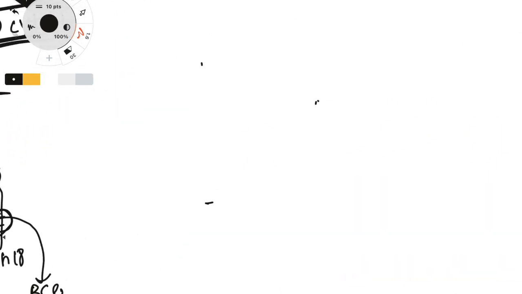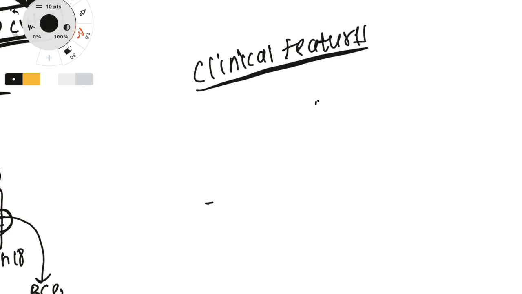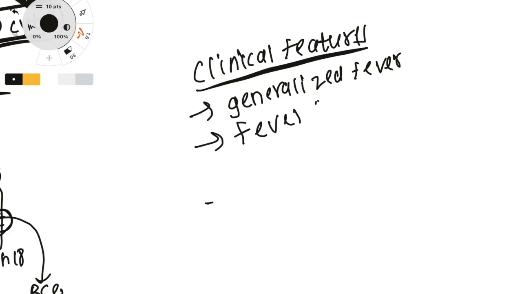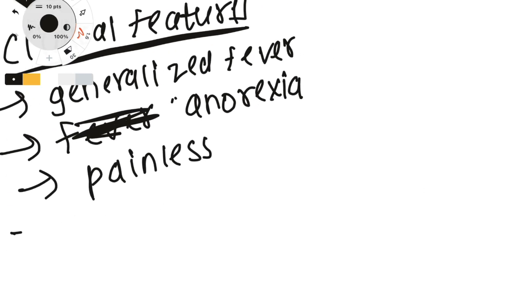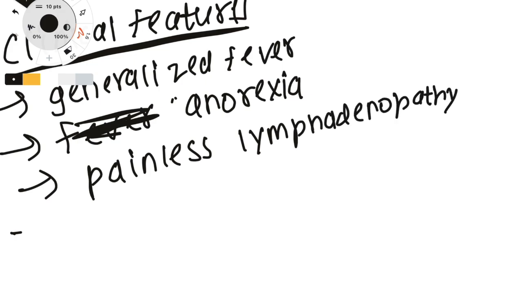So what if we talk about the clinical features, that what will the patient present to us? He will present with a generalized kind of fever, which will be very difficult to explain, because there will be no microorganism, nothing, but still he is having fever, and anorexia, and painless lymphadenopathy. Mark my words, not painful, painless lymphadenopathy, and hepatosplenomegaly.